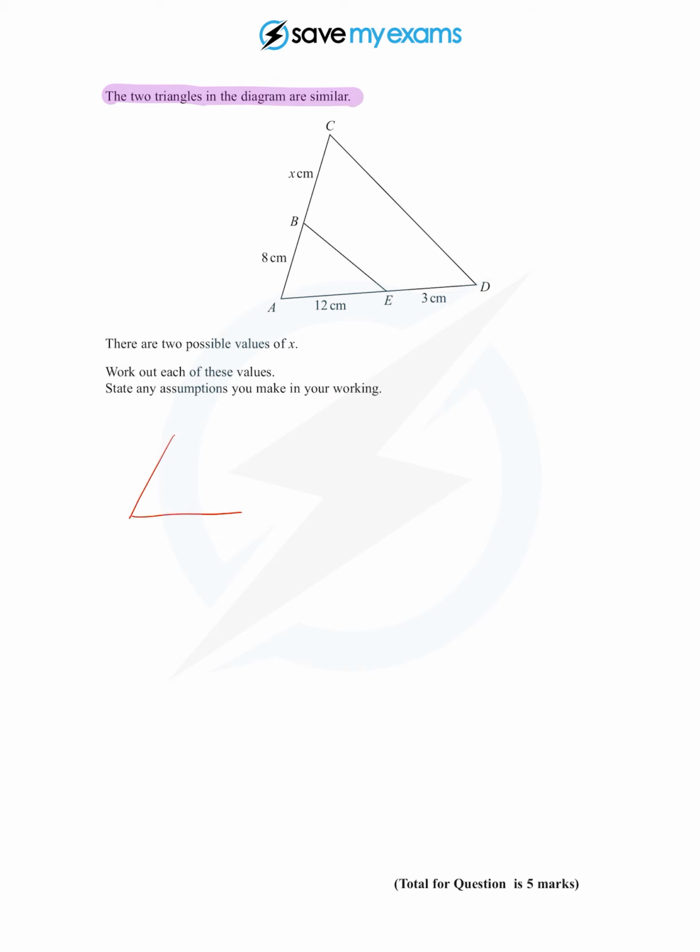So there's ABE, and that's 8 and 12 on there, and then there's the bigger triangle, which is ACD, and we've got 15 there, and AC is 8 plus X, is it not? Right, and those two triangles are similar, I'm told.